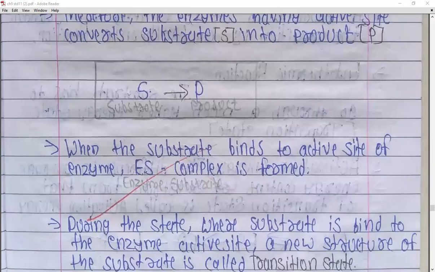Now when the substrate binds through the active site of the enzyme, an ES complex forms. The enzyme contains the active site, and at this active site the substrate is able to bind. When the substrate binds with the enzyme, it forms a complex which is known as the enzyme substrate complex, or in short, the ES complex.